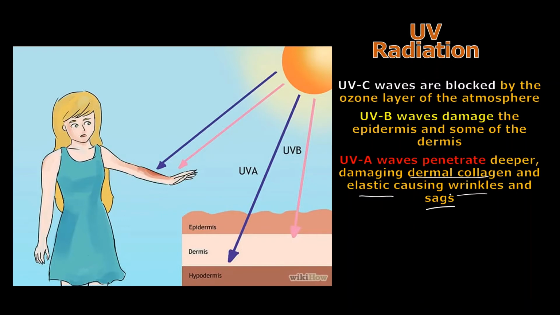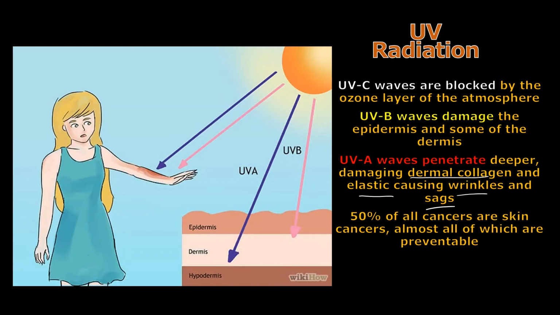So if you're a person that wants to have healthy, young-looking skin, the first thing I would say is get out of the sun, because the sun is causing that damage. Or put on some UV blocker if you're going to be out in the sun to keep your skin looking young and healthy. 50% of all the cancers are skin cancers, and almost every one of those is preventable by wearing a hat or wearing sun blocker or sunglasses or something like that to block the UV.